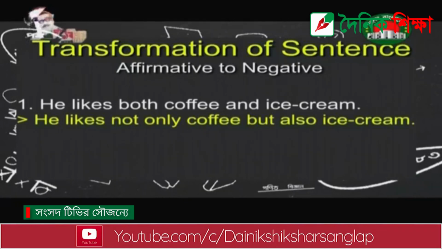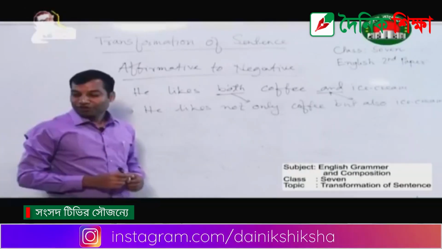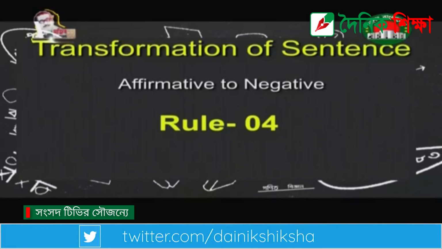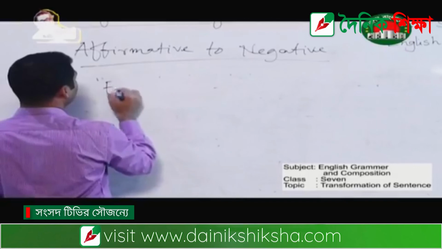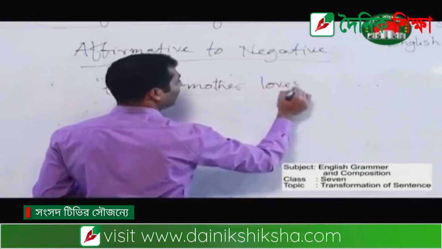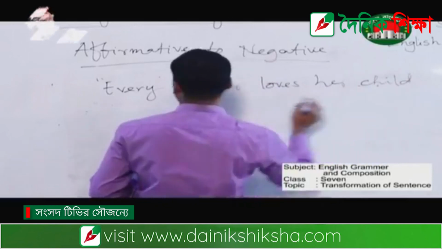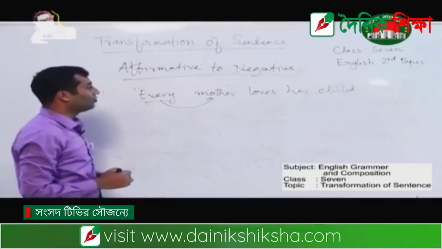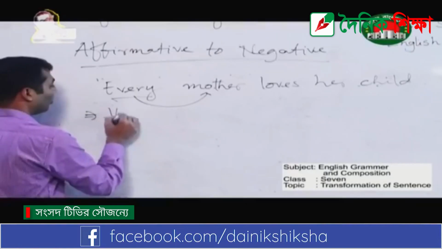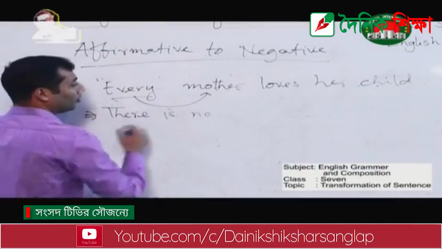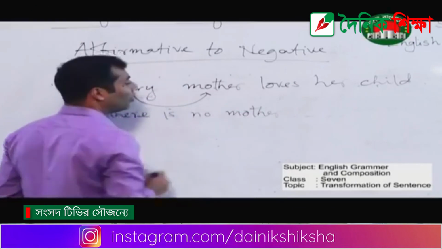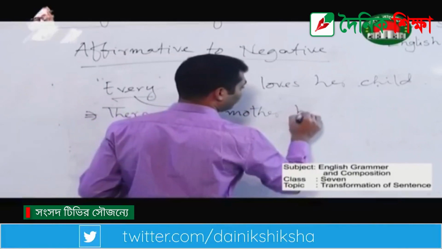Now come to the next rule. Every mother loves her child. So, every plus noun. If you see this kind of affirmative sentence and if you want to make it negative, what you have to do? At first you have to use there is no, after that you have to use the noun, mother, there is no mother, and after that you have to use but, there is no mother but loves her child.